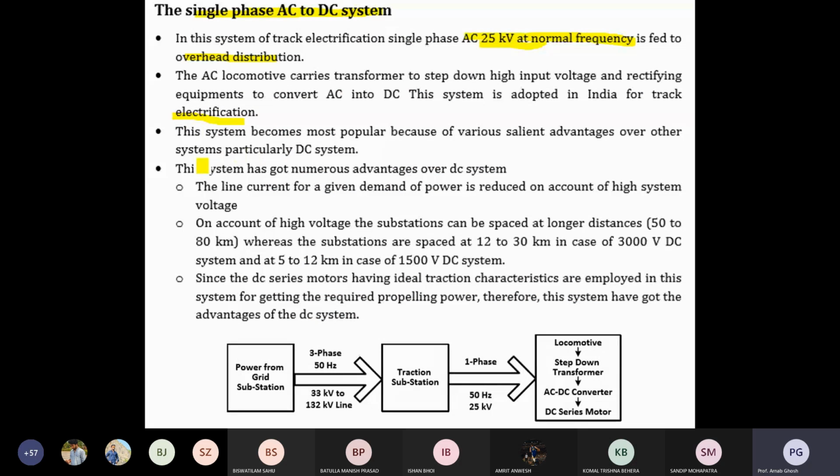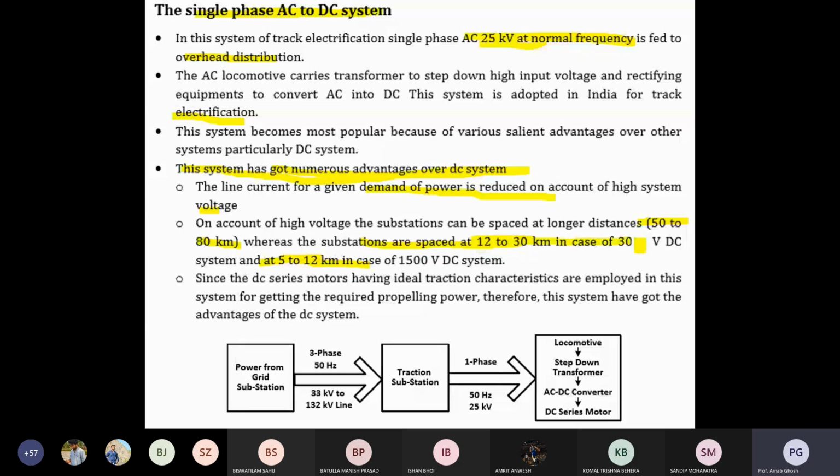The system has numerous advantages over the DC system. The line current for a given power demand is reduced on account of the high system voltage, so 50 to 60, even 50 to 80 kilometers it may travel. And minimum station gaps are there: spread for 12 to 30 kilometers for 300 volt DC.